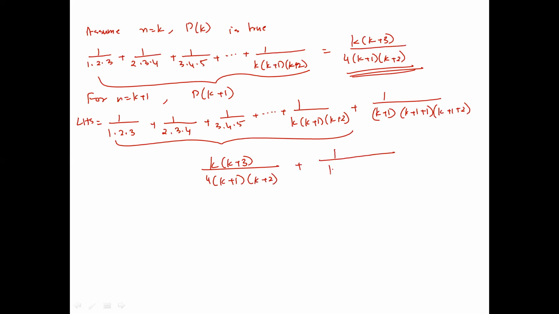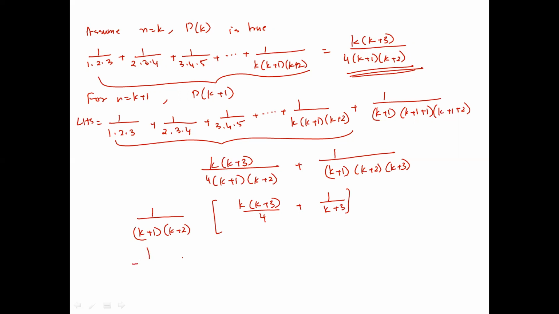And after that, one more term is there, 1 by k plus 1 into k plus 2 into k plus 3. To simplify this, I can take 1 by k plus 1 into k plus 2 common. So I have k into k plus 3 by 4 plus 1 by k plus 3. Keeping 1 by k plus 1 into k plus 2 out, when I take common denominator 4 into k plus 3, I have k into k plus 3 into k plus 3 plus 4, which I will simplify. So I have 1 by k plus 1 into k plus 2. And on simplifying the other part, I will have k into k plus 3 whole square plus 4 by 4 into k plus 3.